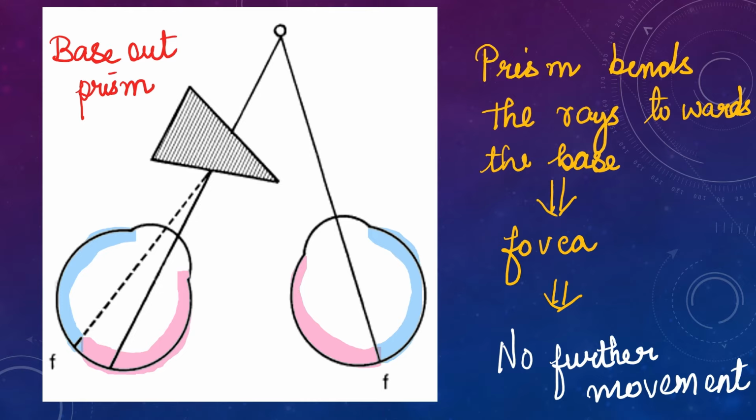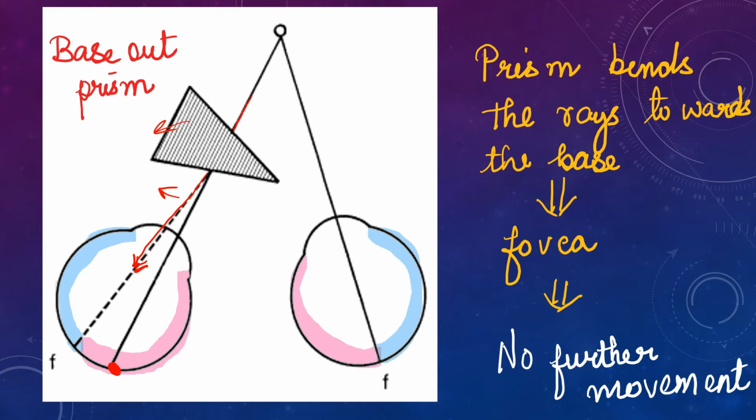So therefore the type of prism that you're using here is a base out prism. Now what did I tell you about prism? A prism will bend the ray of light towards the base, so towards this side. So now you can see the initial image which was formed in the nasal retina is now formed closer to the fovea, because of the bending of rays which is happening towards the base of the prism, right?